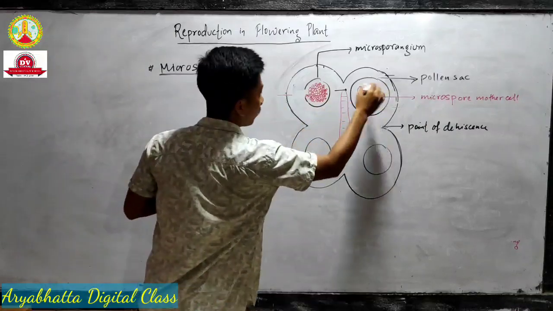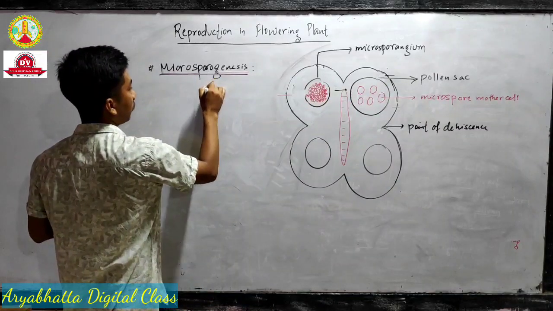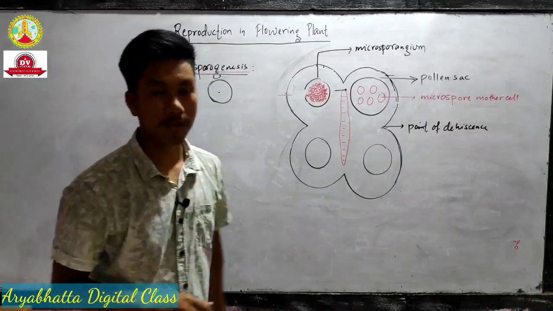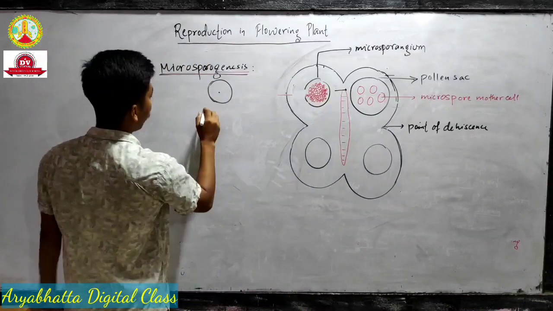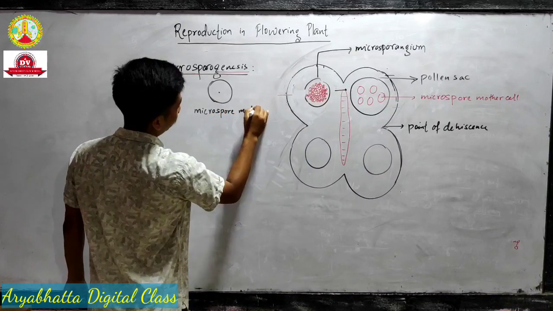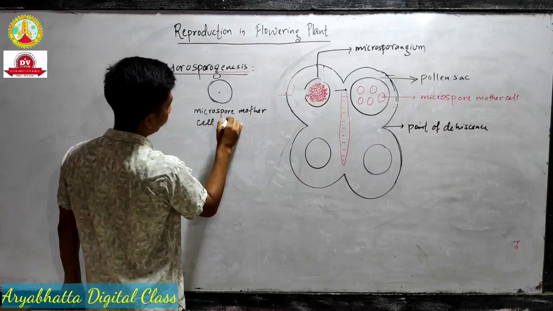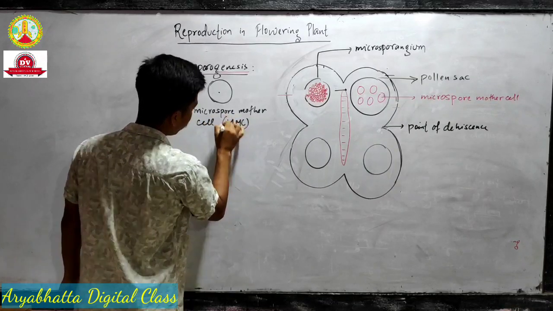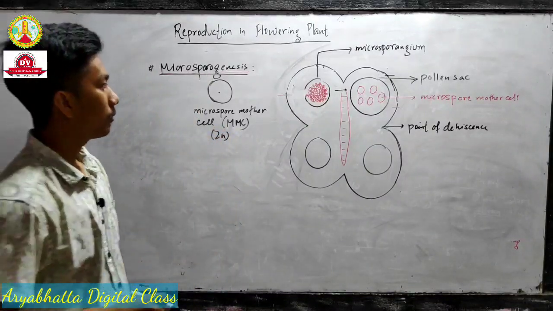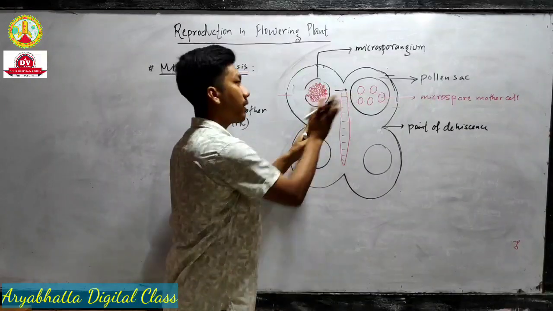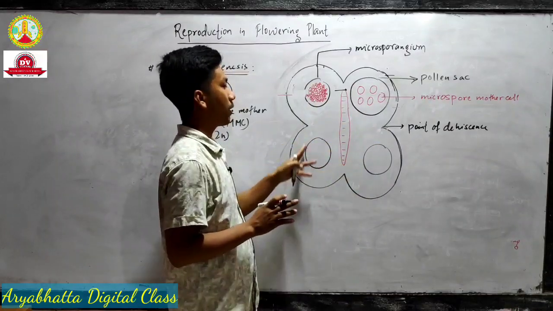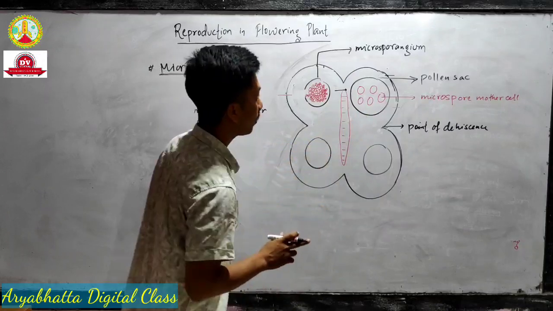So let me show you one microspore mother cell. This is a microspore mother cell. Inside there is a nucleus. The microspore mother cell, in short form we write it as MMC, is a diploid cell. All this process takes place inside the pollen sac at the same time, in all pollen sacs, but I will show you one particular diagram of it.